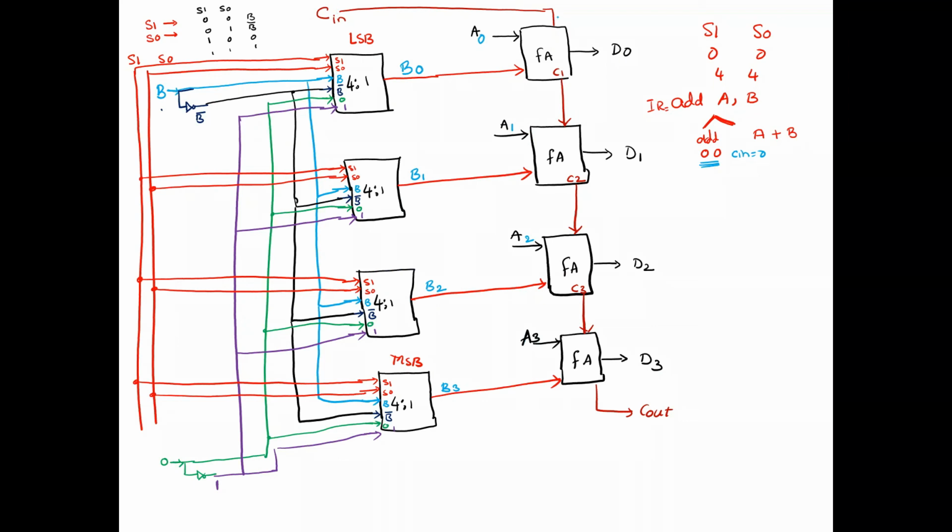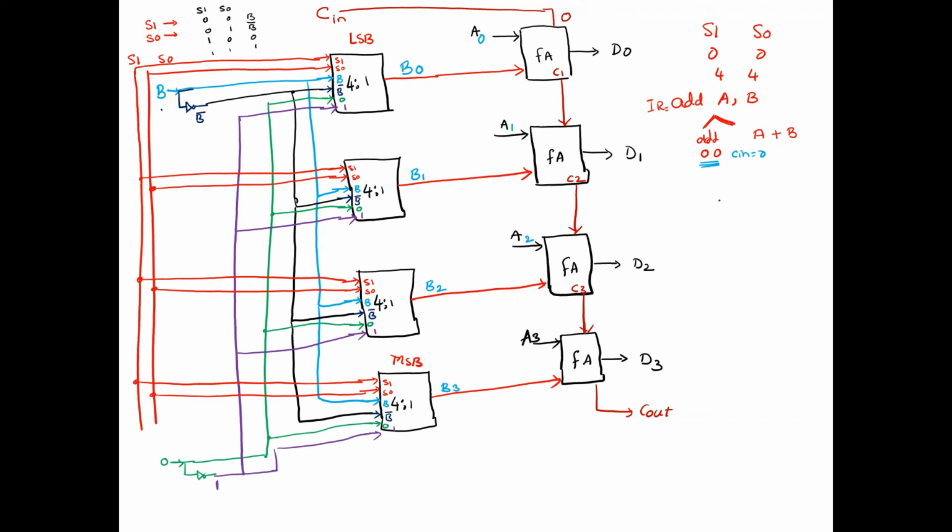Now what should the carry in be if I want to add A0 plus B0? What should it be here? 0. It should be 0, right? So we will say that add A plus B means there is no carry. So carry will be considered as 0. So I will write it here like this.